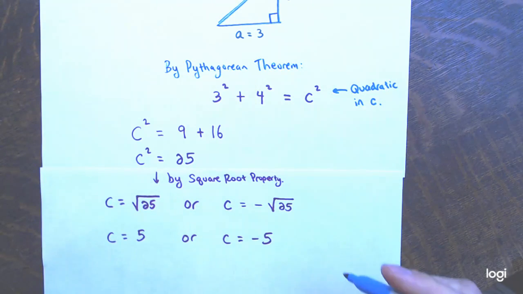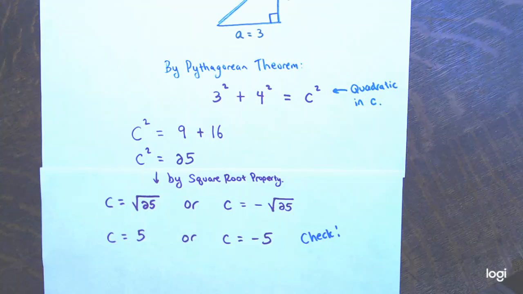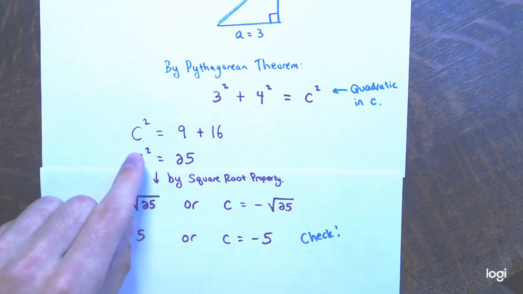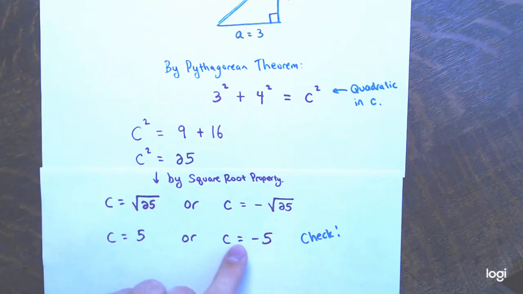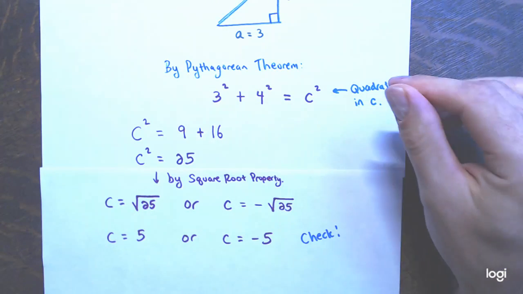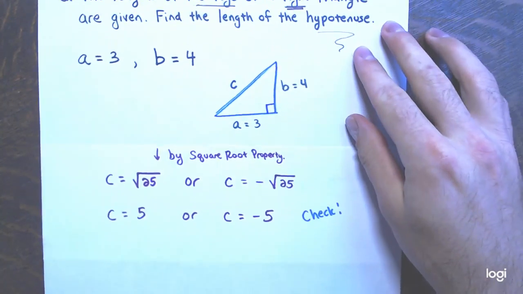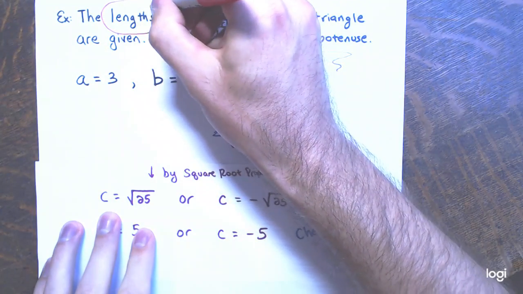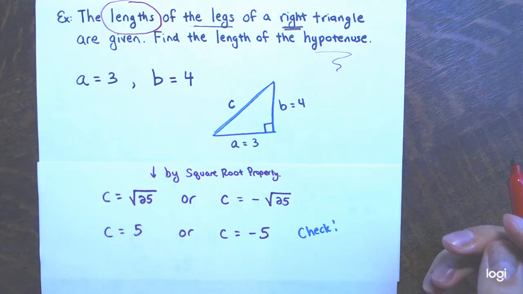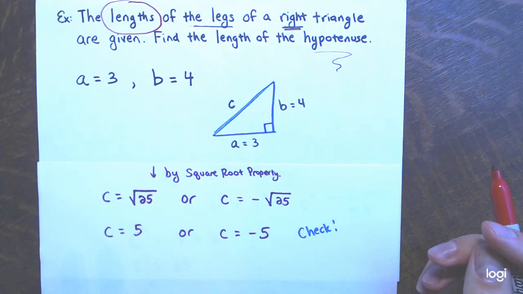And then, as with any equation or any word problem, any problem at all, always check your solutions. Now, they both work in this equation, the way it originally looked. 5 squared is indeed 25. Negative 5 squared is indeed 25. So they both work, but think about what we had here back in the beginning. We're talking about a triangle. We're talking about lengths. And when you talk about the length of some segment, length should be non-negative.